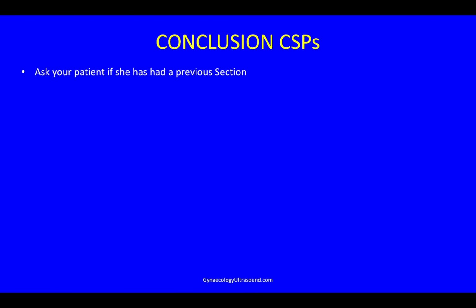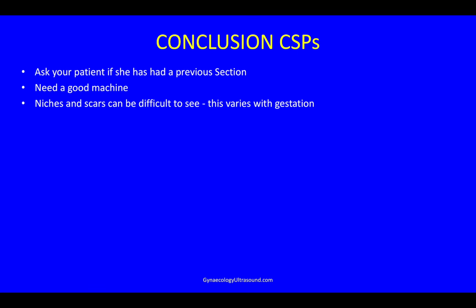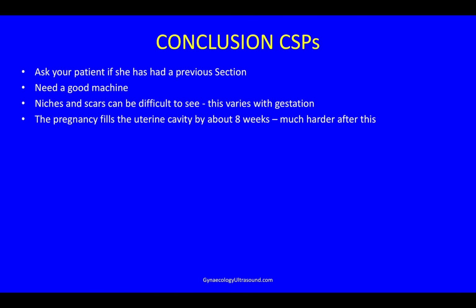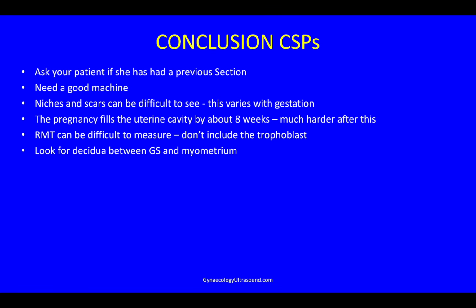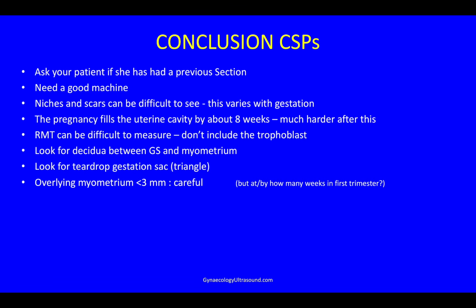So in conclusion, ask your patient if she's had a previous caesarean section. You need a good ultrasound machine, and niches and scars can be difficult to see and varies with gestation. Try and do the scan by 8 weeks, because after that it's much harder to diagnose, and the residual myometrial thickness can be difficult to measure, but don't include the trophoblast. Look for decidua between the gestation sac and the myometrium, because then it's unlikely to be a scar, and look for this teardrop gestation sac, a little triangle.